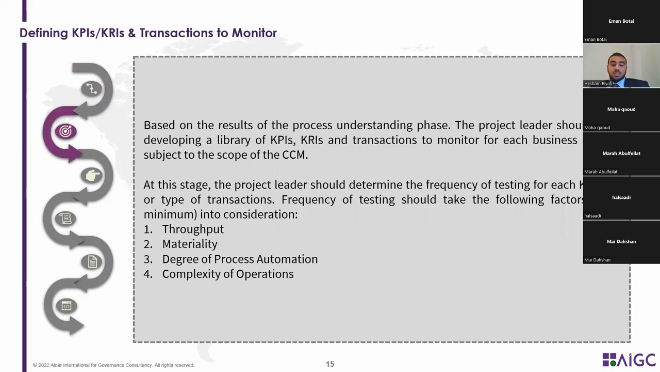After we do that, we start defining the indicators that we'd like to monitor. So a good approach is to start defining a library of KPIs, KRIs, and transactions to monitor for each business activity, subject to the scope of the continuous control monitoring. And when we do that, we need to take into consideration how frequently I'd like to test these indicators and how continuous I want them to be.